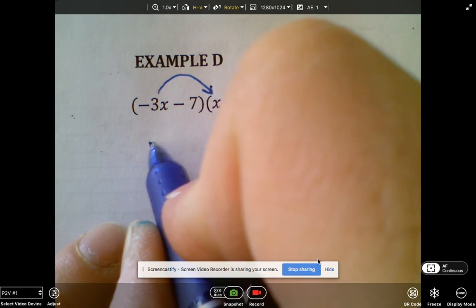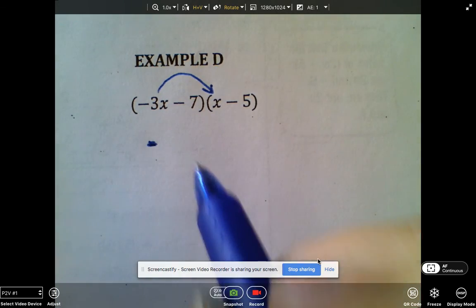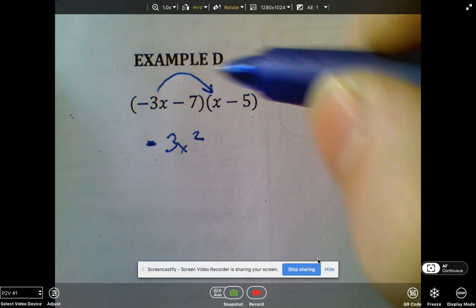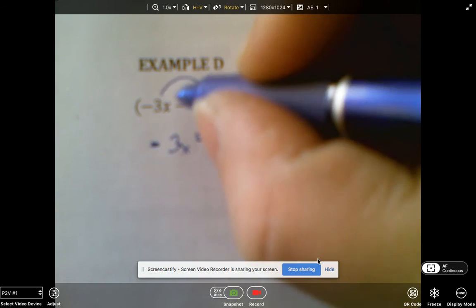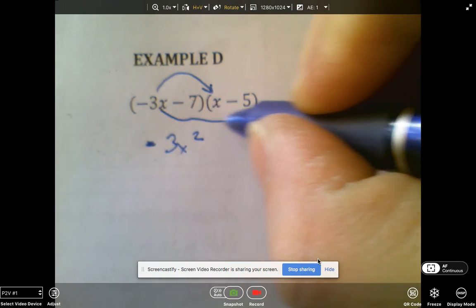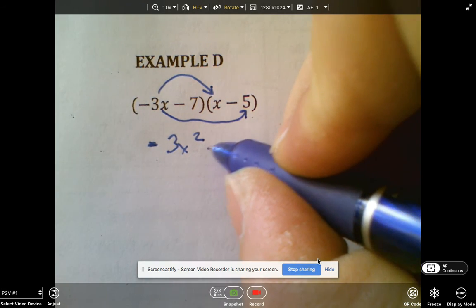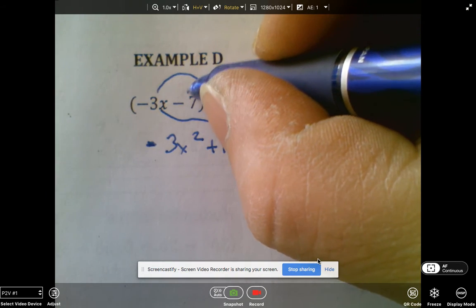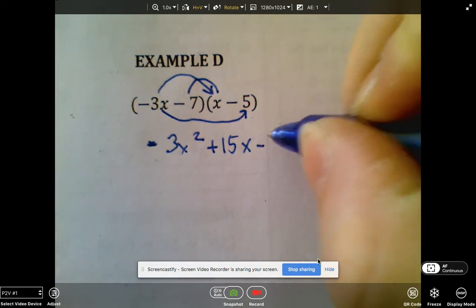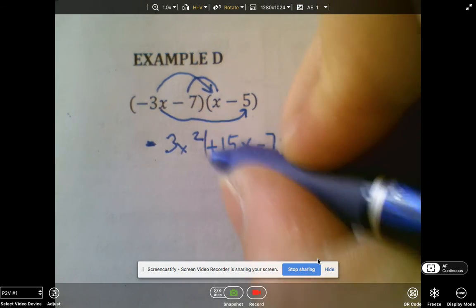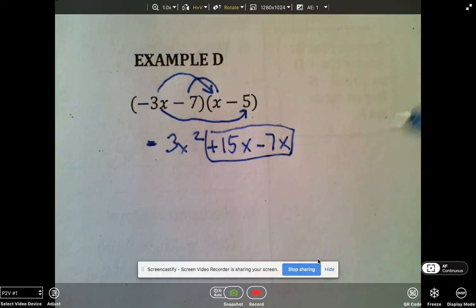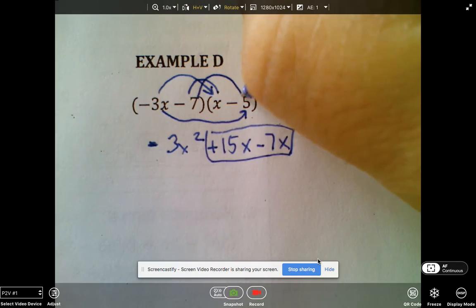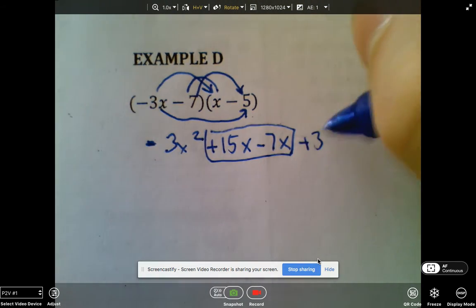would be negative 3x squared. And then we got outers. So outers would be here to here. That's going to be positive 15x. And then we got inners, negative 7x. Already you can see that these will combine. Make sure you're copying this down. And then my last would be negative 7 times negative 5, which is plus 35.